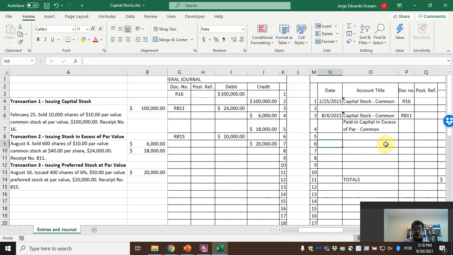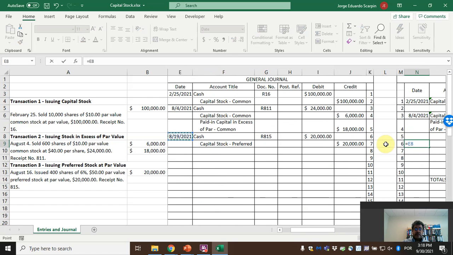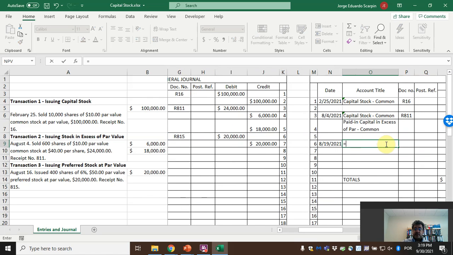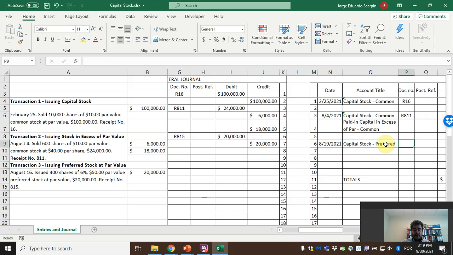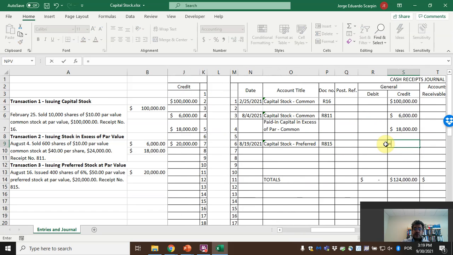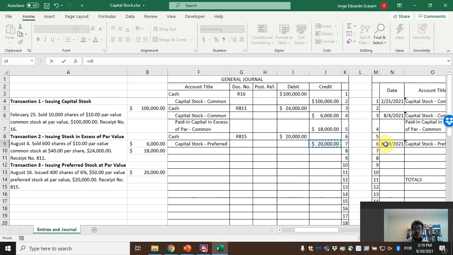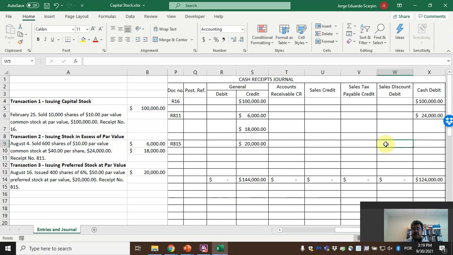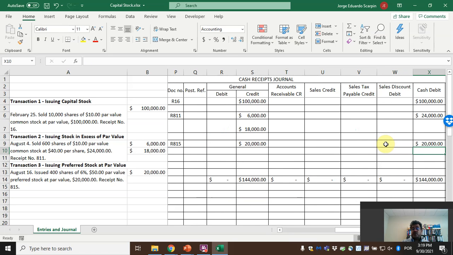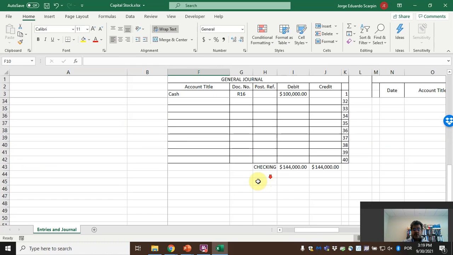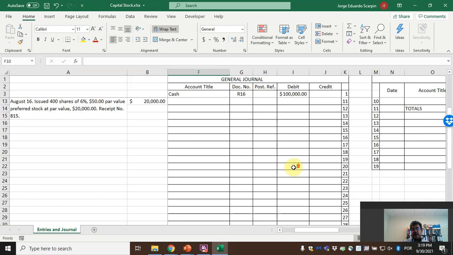And here the same, August 19th, common stock, preferred, receipt 815, on credit 20, and cash debit 20. So 144 for both credits and debits. So we're good. And here also 144 debits and credits.